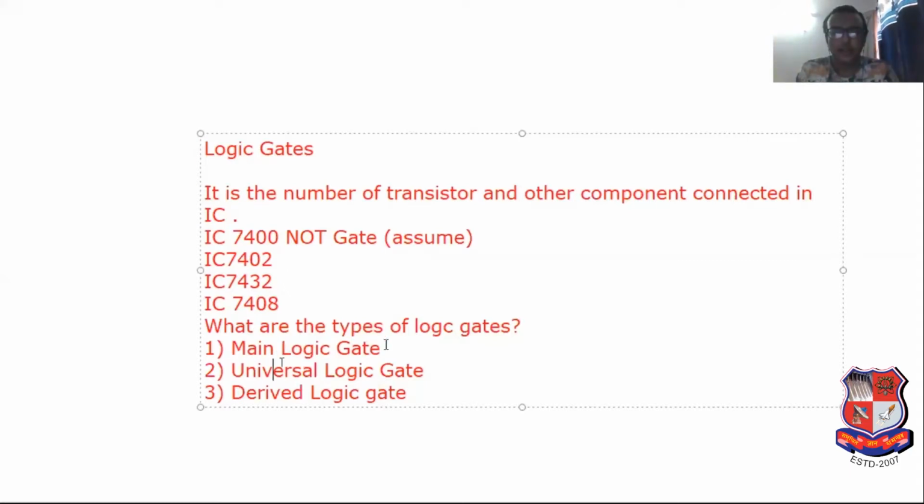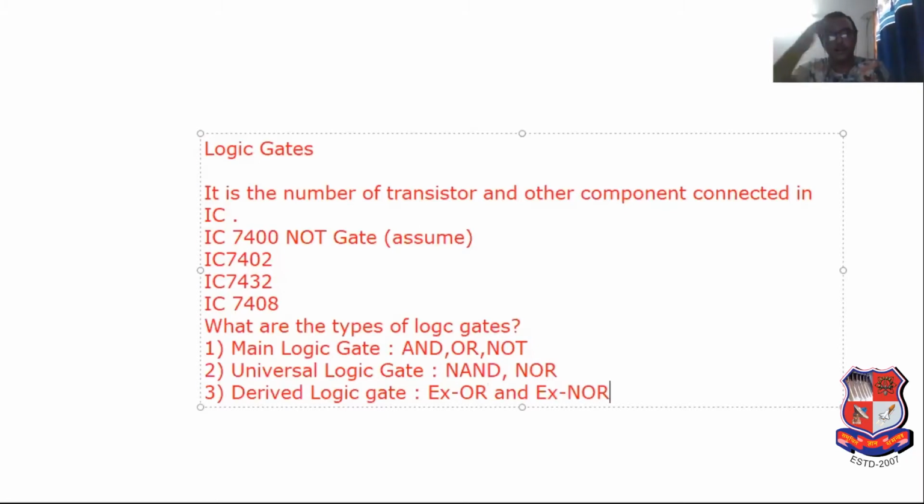In main logic gate, there are three different names: AND, OR, NOT. It is the main logic gate. NAND and NOR are the universal logic gates. And the derived logic gates are XOR and XNOR. So it is the concept regarding the different types of logic gate.